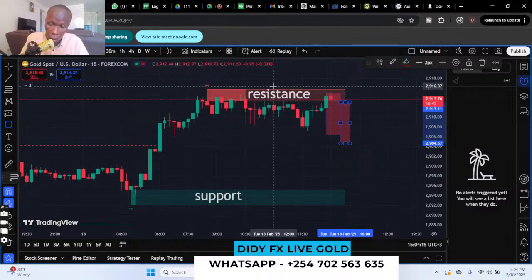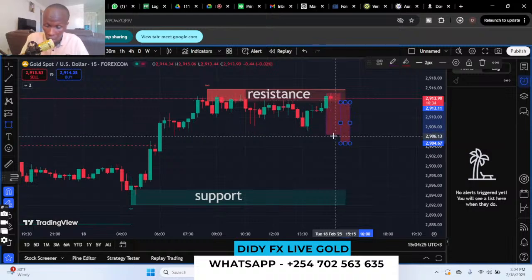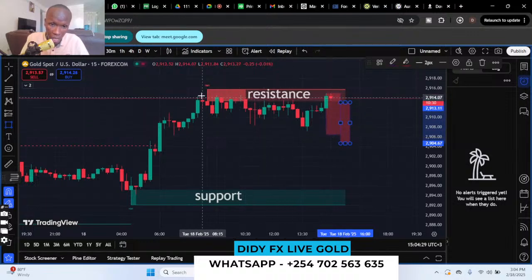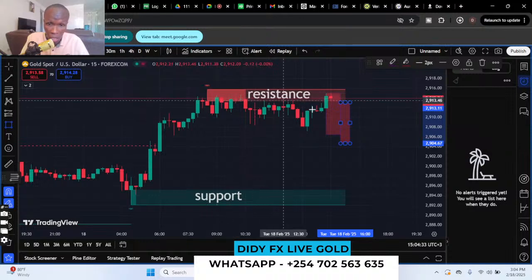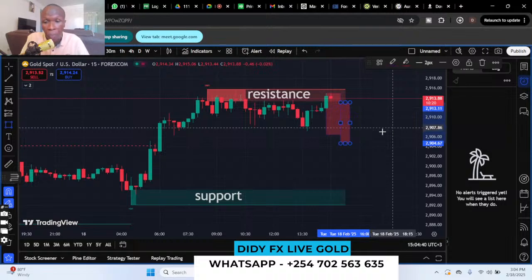So we are trading between support and resistance. If the market doesn't break above this support resistance zone, then we are waiting for confirmation so that we can go for a sell or a down trade. For now, remember the market is consolidating. The market has been consolidating since the morning, so we are just waiting for confirmation to see if we can buy or sell.